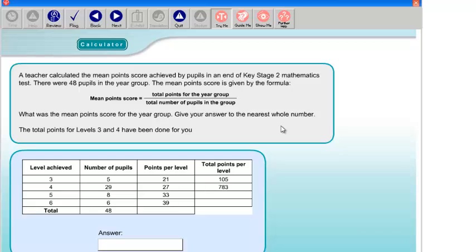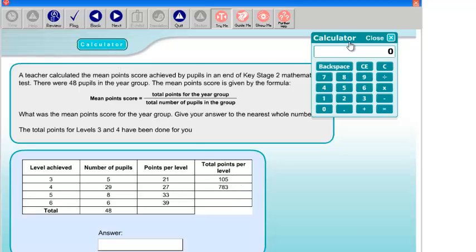Okay, so if we're working out a mean for the year, we're going to need the total points for the whole year group and divide that by the total number of pupils in the group, which we already know is 48. So we just need the total points for the year group. So looking at this table, they've told us already the total points for levels 3 and 4 have been done for you. So we need to fill in these 2 missing boxes if we're to complete this question. So let's have a look at what they did to get this one filled in. So I'll bring the calculator up.